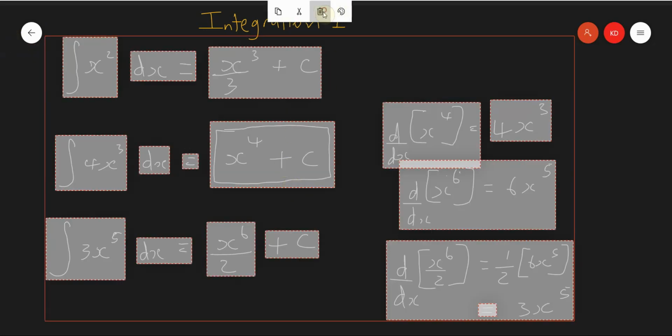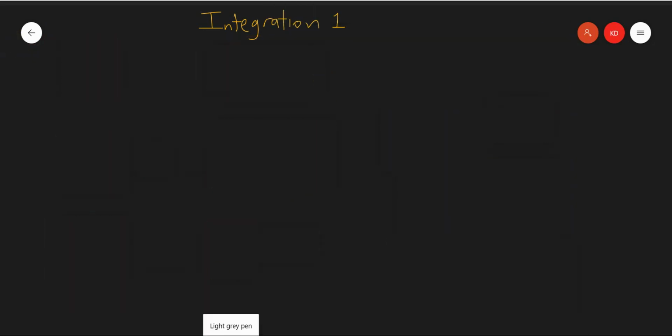Okay, so now let me write a general rule. That rule is for when we're integrating x to some power.